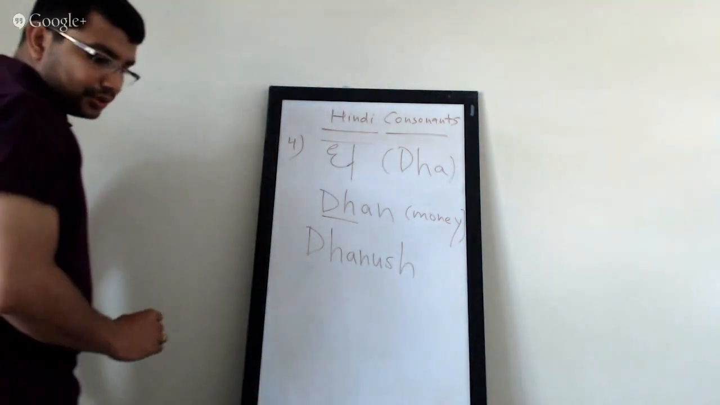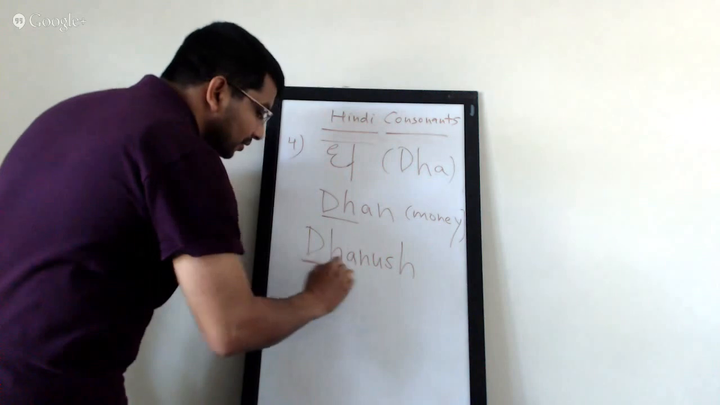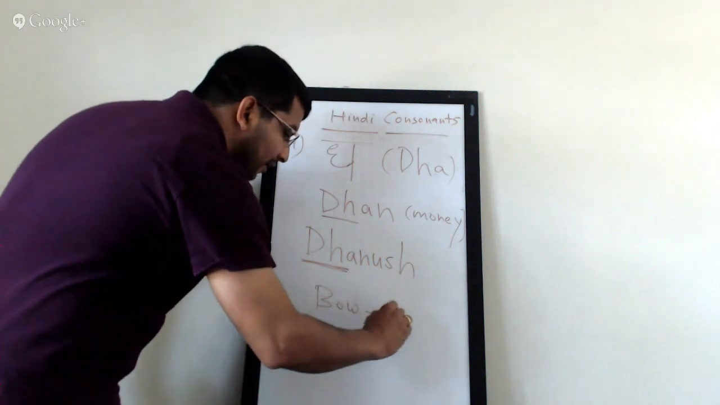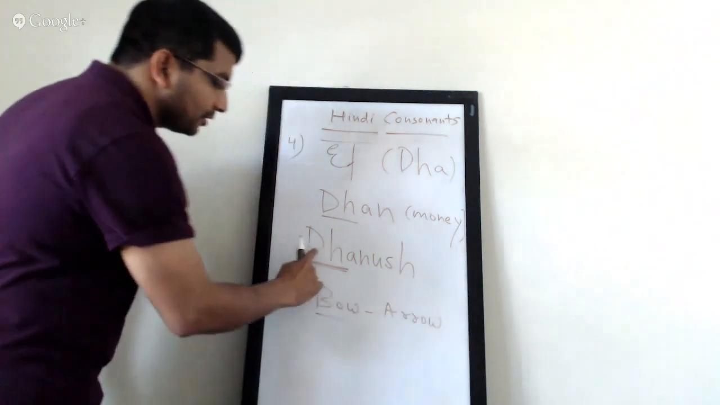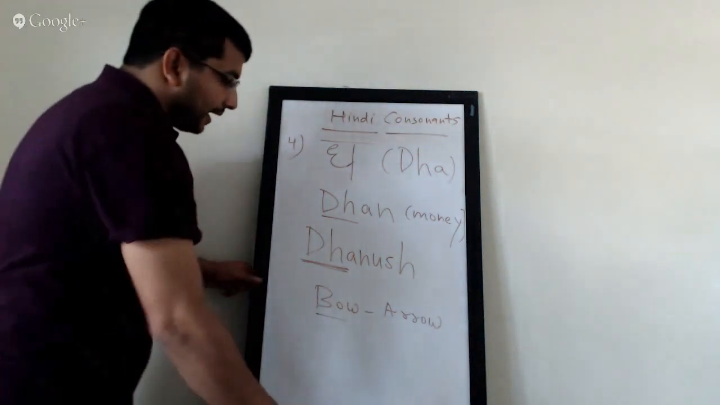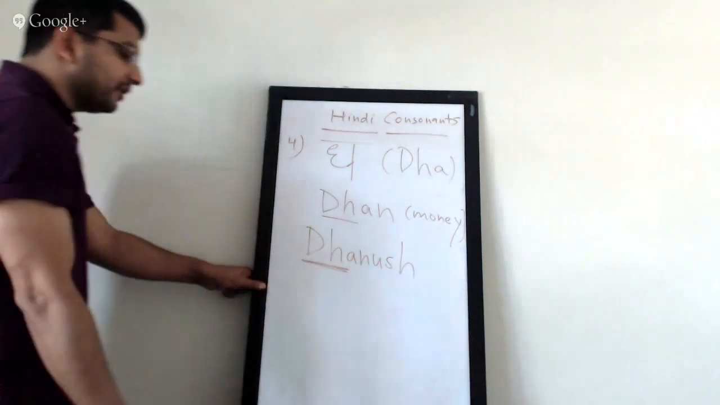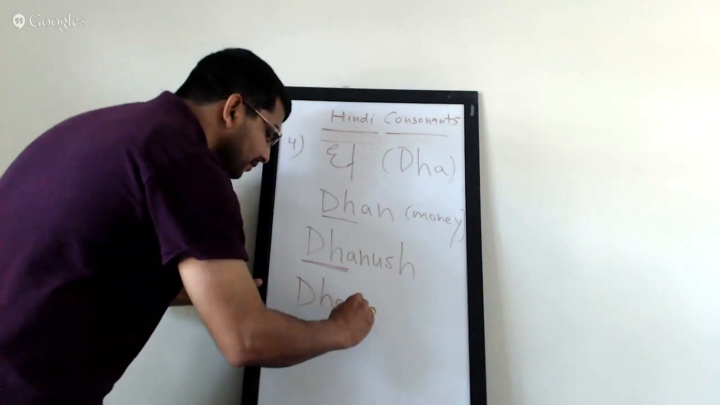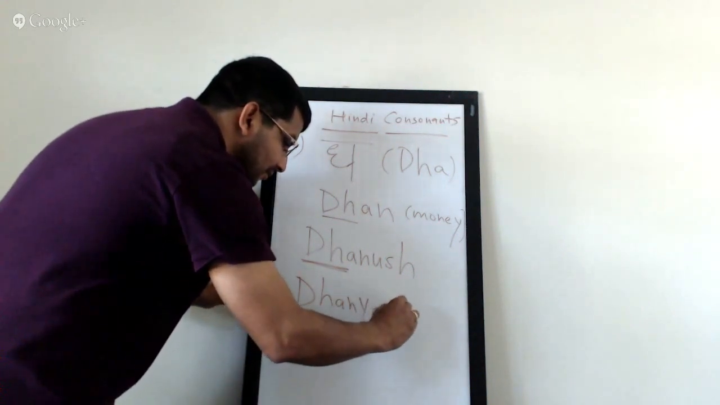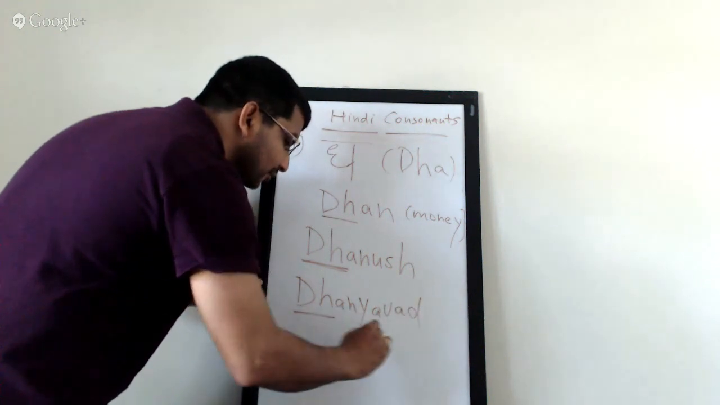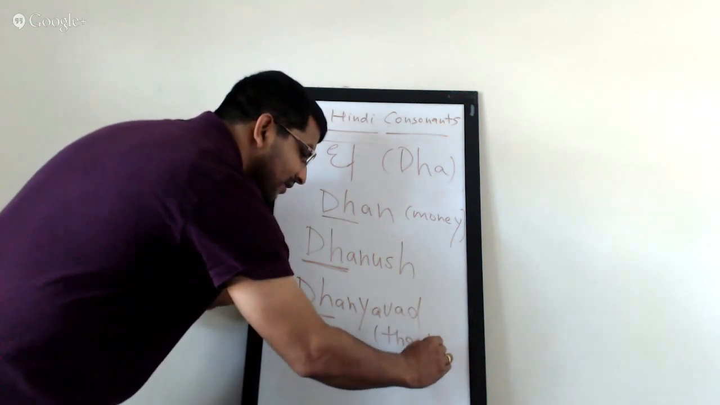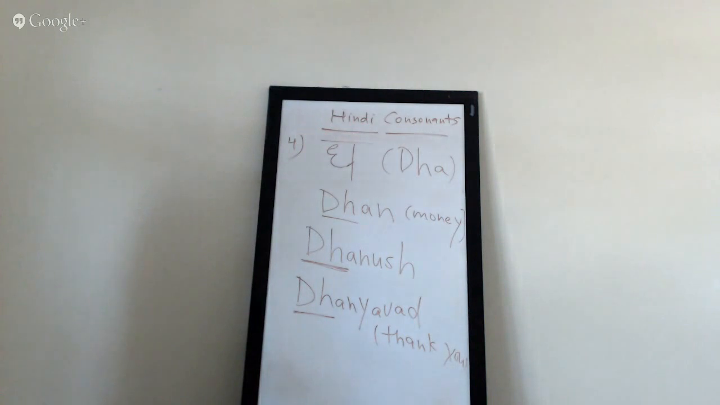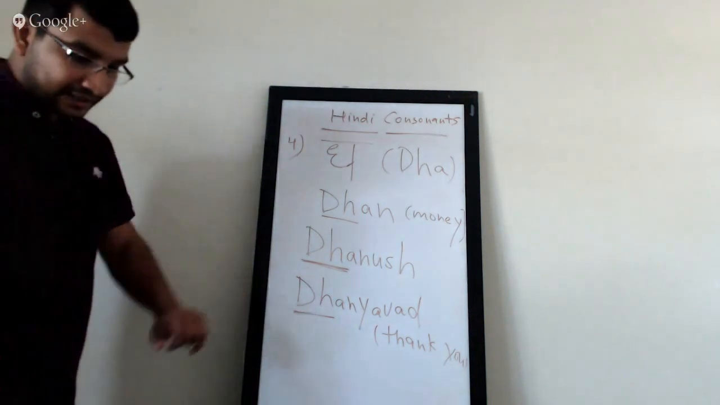Dhanush, right? So even when you're saying dhanush, this sound is the dha, and this is nothing but bow and arrow. So arrow is tir, and bow is dhanush. And as you rightly pointed out, even when we say dhanyavad, which is thank you, we are using this dha. Dhanyavad. So this is thank you. So thank you for giving me these examples. Let's look at some more of them.